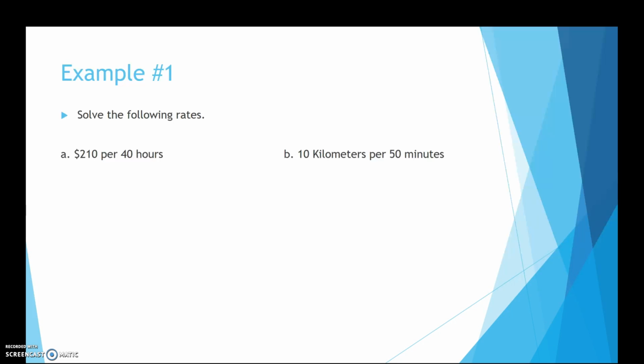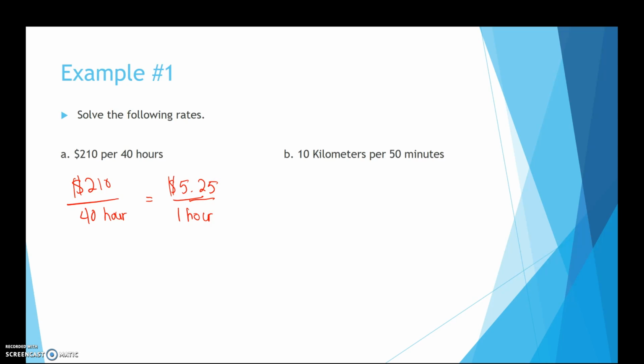Example number 1, we're going to work with solving rates here, making them unit rates. So here we have $210 per 40 hours. If I set that up as a rate, that's $210 over 40 hours. To make that a unit rate, we're going to see how much that is after 1 hour. So you would divide that, and you're going to get $5.25 per 1 hour.